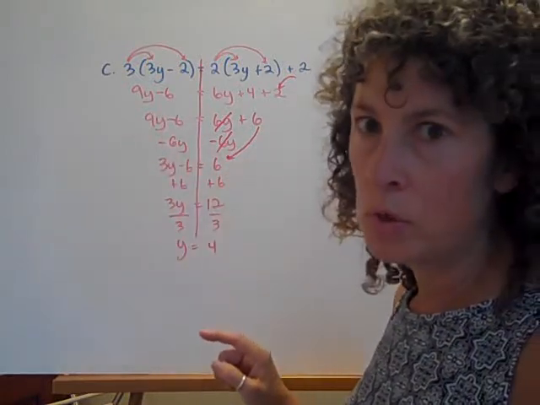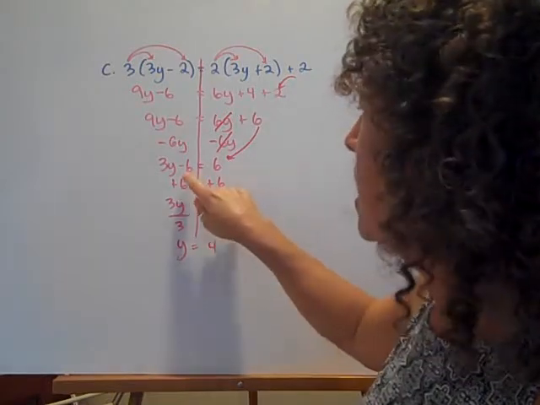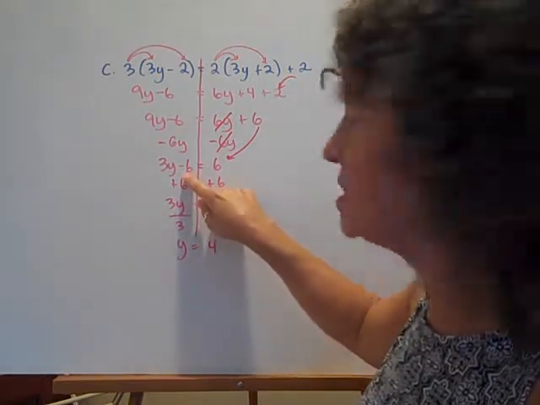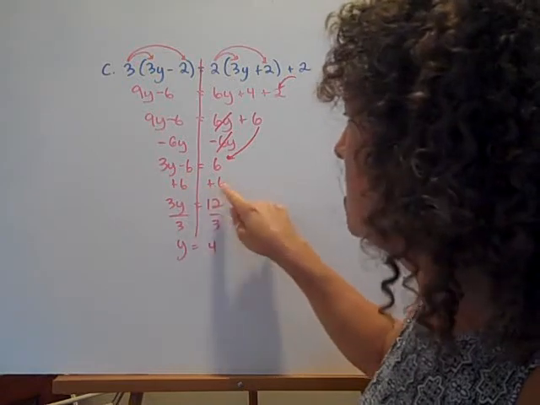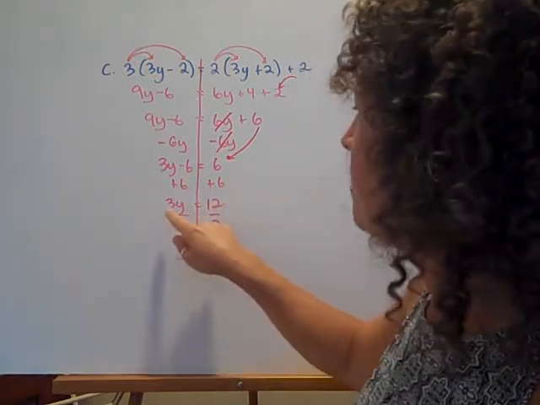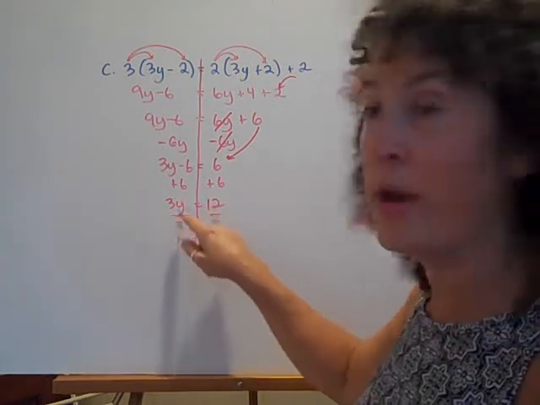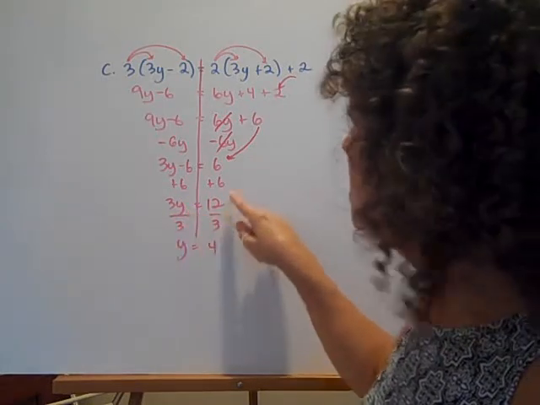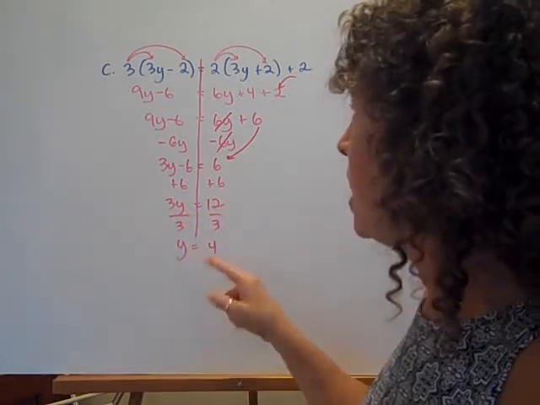Do this out. Don't suddenly say, oh, things cancel out here. I want to remove the 6 here, so I'm going to add 6 to both sides. Notice I ended up with 12 over here. The 6s didn't just cancel each other out. Now I have 3y equals 12. I'm going to divide by 3 since I'm multiplying by 3 here. Divide by 3 on both sides. I end up with y equals 4.